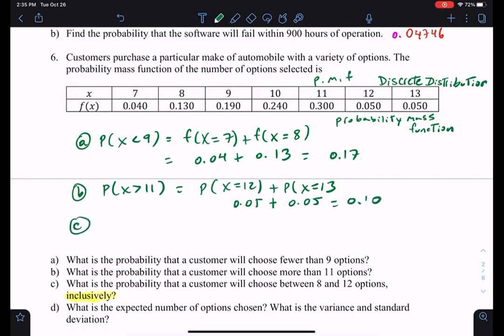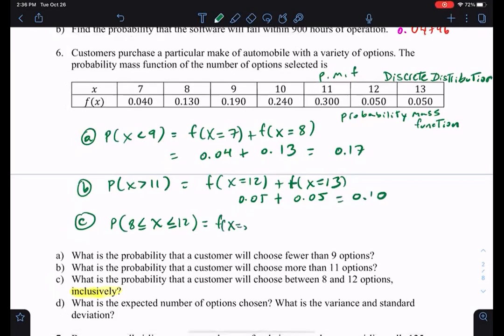C, what is the probability that a customer will choose between 8 and 12, right? Inclusively. So 8 is included and 12 is also included. So that means, actually I should put here F, that's how they label this. So F of X equals 8 plus F of X equals 9 plus F of X equals 10 plus F of X equals 11 plus F of X equals 12.